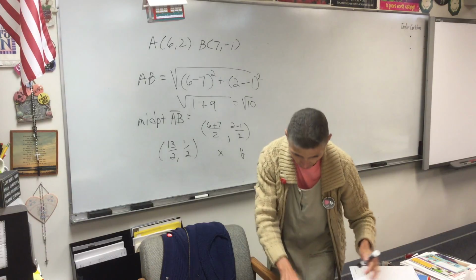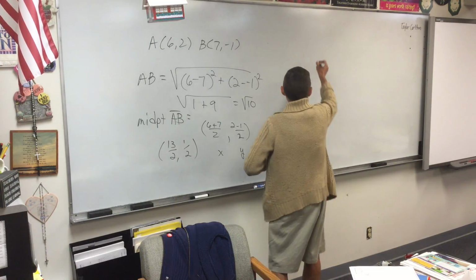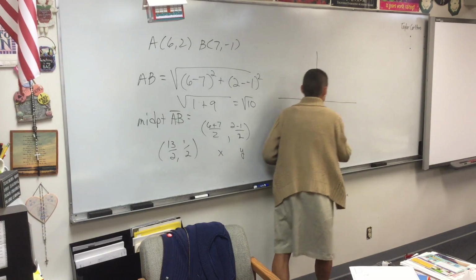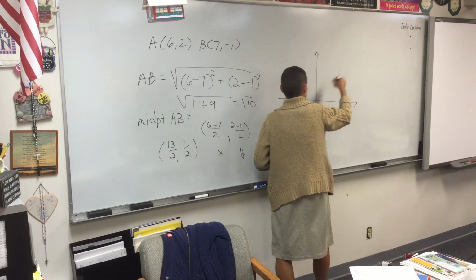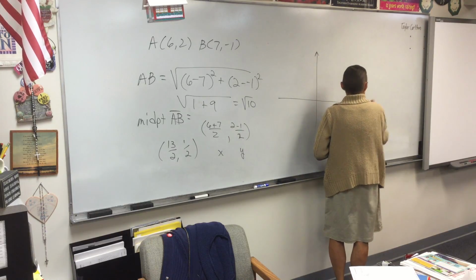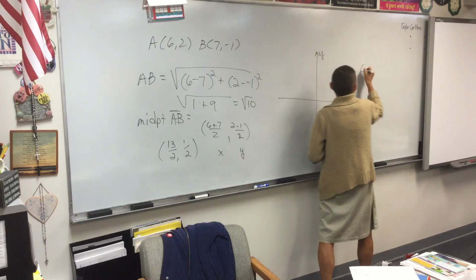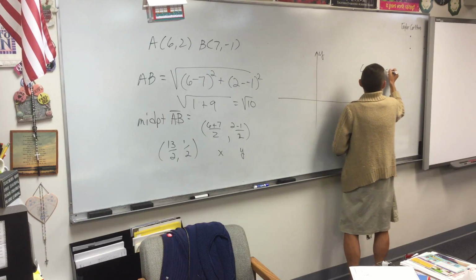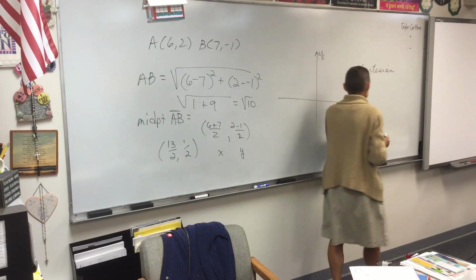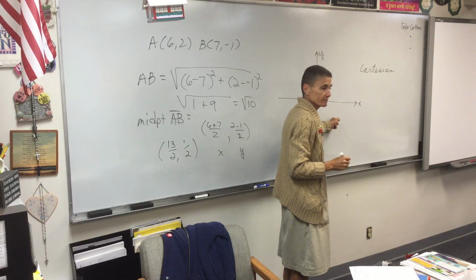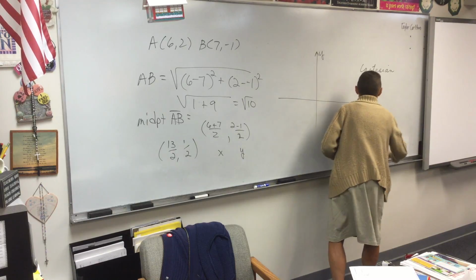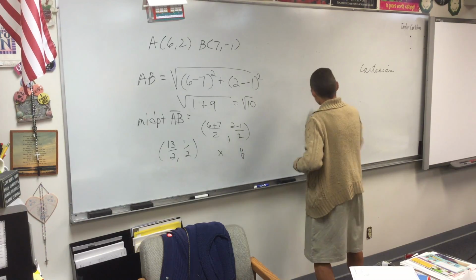All right, now, midpoint distance review, good. Anybody know what this is called? This is called the what? Cartesian coordinate plane. Good. Did we already talk about this? Yeah. Did we already identify the Roman numerals? Roman numerals, yep, good.